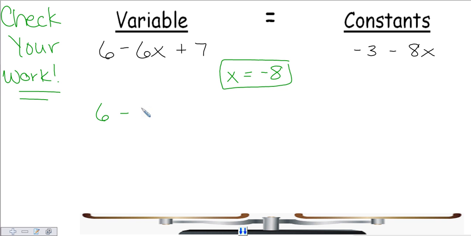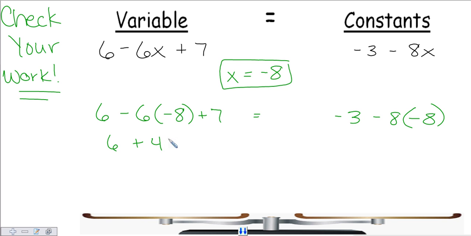So 6 minus 6 times (negative 8) plus 7 equals negative 3 minus 8 times (negative 8). And notice that I put the number that represents the variable inside of parentheses. This helps us show our work and distinguish that, hey, that was originally a variable. So make sure that you follow the order of operations. I have 6 plus 48. Negative 6 times negative 8 is 48, plus 7 equals negative 3 plus 64.